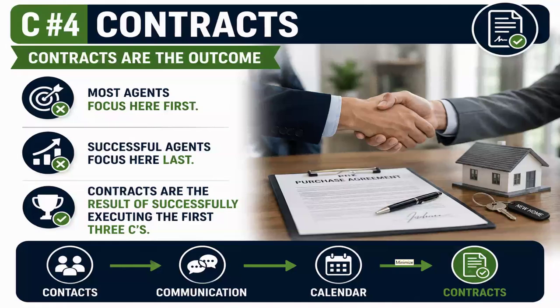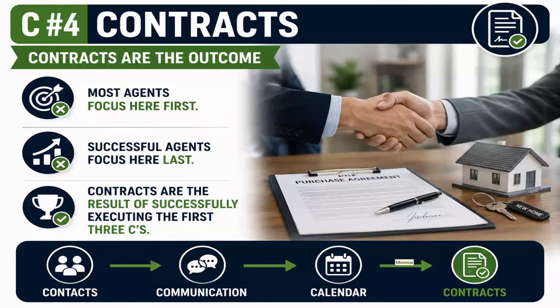And really, when you look at the 4th C, what you're looking at is where the pavement hits the tire, so to speak. You are looking at the outcome of all the other work that you've actually done up until this point.